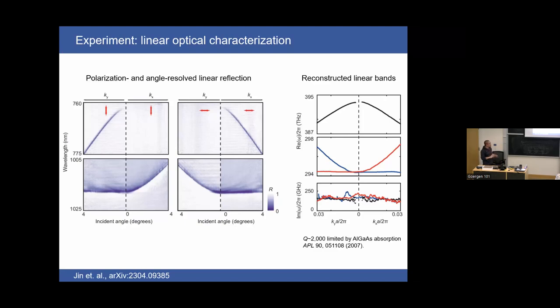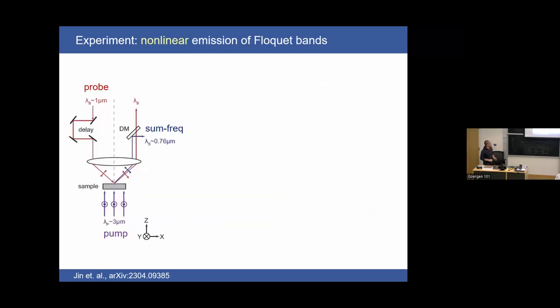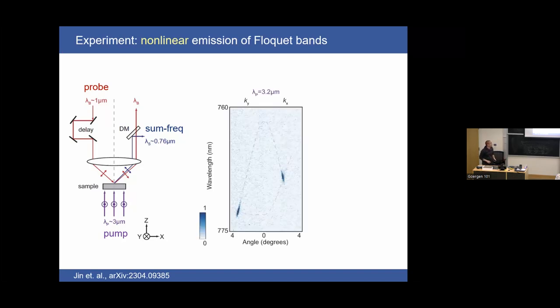Okay, so this is the linear characterization. Next, let's turn on the driving field. Now, again, this is a pump probe measurement. On the probe side, we're just sending in something at 1 micron. On the pump side, this is where our mid-infrared drive around 3 micron or so. So at no time do we send in 760 nanometers, but we like to see its emission. This is emission through the sideband generation. And that's exactly what we saw.